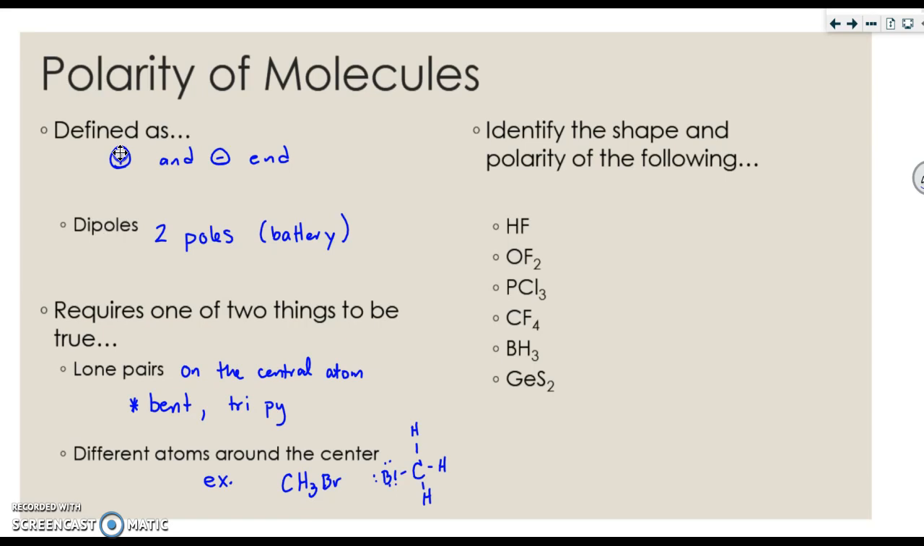In order to determine the shape and the polarity of a molecule, it's really important that you first draw the dot structure. So to solve this problem, you're going to first draw the Lewis dot structure. Then you're going to determine how many things are bonded and how many lone pairs you have on the center. And you'll use that to help you determine the shape of the molecule as well as its polarity. Please pause the video, draw these dot structures, identify their shape, and if they are polar or non-polar.